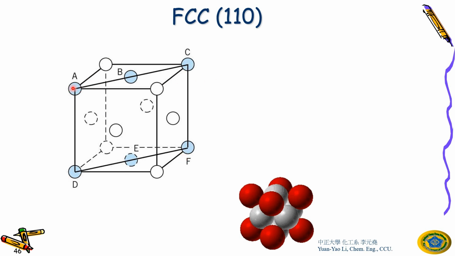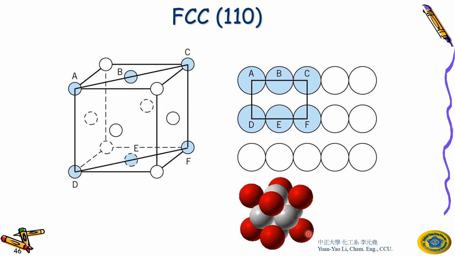And let's label these atoms as A, B, C, D, E, F. Okay? So this is FCC (110). So this is the (110) plane. Okay, if we take a look at this in 2 dimensions, this is the 3-dimensional presentation, and this is 2-dimensional. So you can get A here, B here, C here, D, E, F. So you understand this is the one. And this is the plane.